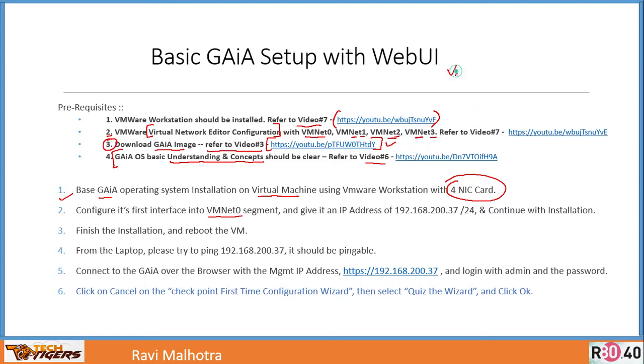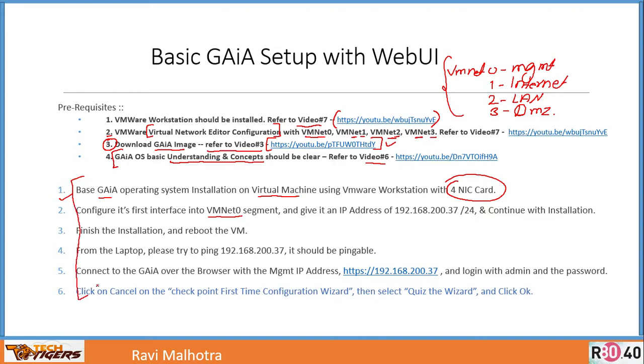Let me write down here. VMnet 0 is management, 1 is internet, 2 is LAN, 3 is DMZ. So finish the installation and reboot the virtual machine. This is what I'm just going to do step by step right in front of you.